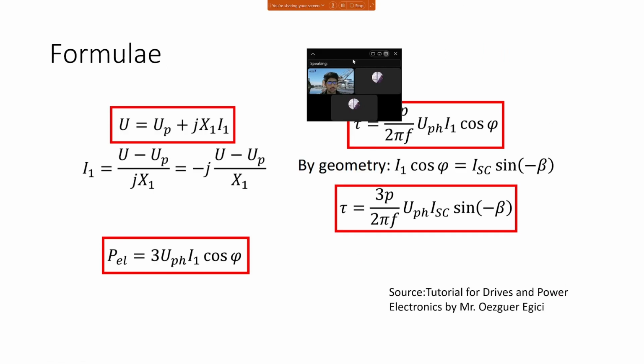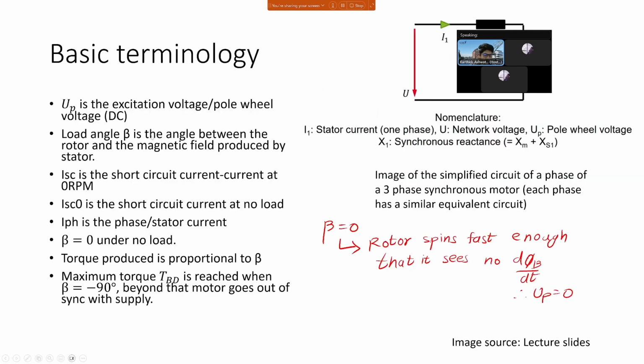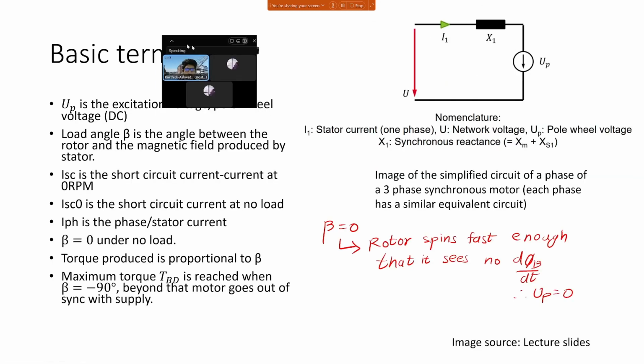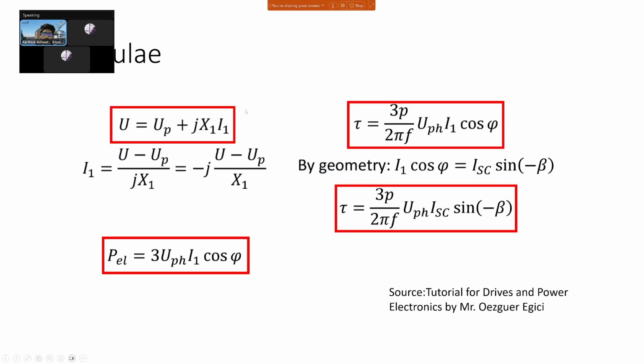Some more formulae. U is the supply voltage, so which we saw here. U is the supply voltage and there is the current flowing, and UP is the kind of induced voltage, but here we call it excitation voltage: UP plus jX1 I1. This j term is there because we are working in the complex plane. I1 is the current flowing through that phase. Torque is given here. X1 is just the variable.